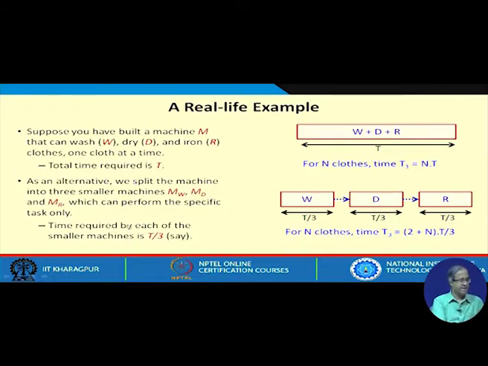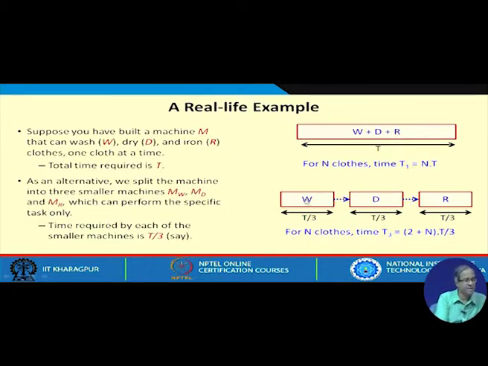Now, as an alternative, what we do, we are saying that we are not buying 3 such machines, but rather we are breaking the machine into 3 smaller parts. There will be one machine which can do only washing, one machine which can do only drying, and one machine which can do only ironing. Okay. So, roughly the total cost remains approximately equal to the total cost of the original machine, because the capabilities are the same, just we have made this W, D and R separate.